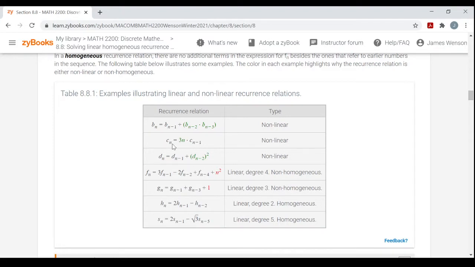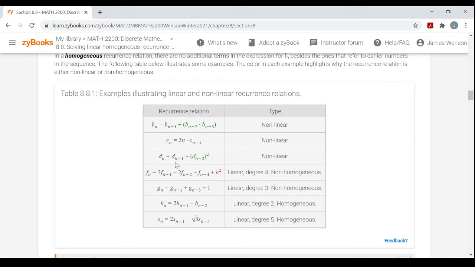Here, this one, c sub n equals 3n times c sub n minus 1. Yes, there's a previous term, but look, the coefficient is not just a number. It's got 3n. Now, if it was just 3 times c sub n minus 1, then it would be linear. But it's 3n, right? The coefficient depends on a variable. It's not a constant. So that's why this is non-linear.